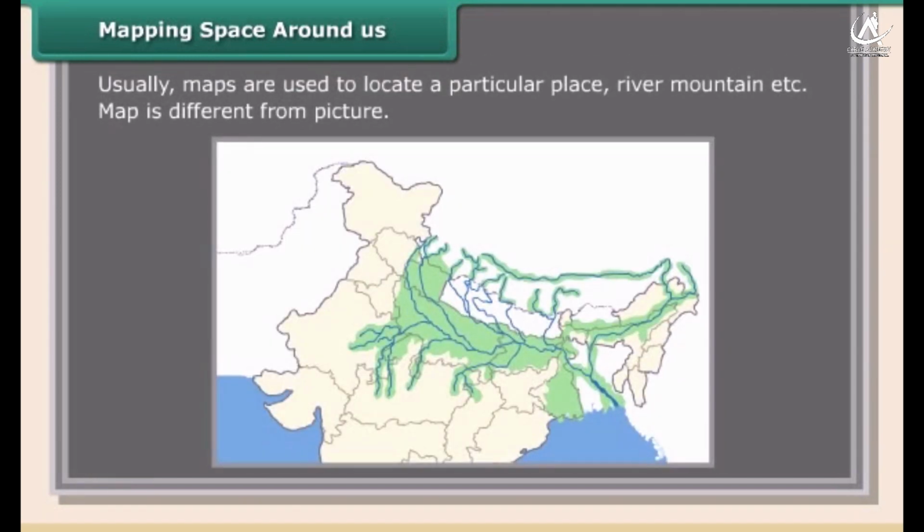Mapping space around us. Usually maps are used to locate a particular place, river, mountain, etc. A map is different from a picture. This map is drawn by Radha. In this map, the route from her house to her uncle's house is shown. How far is Radha's house from her uncle's house? From this map, it is very difficult to find which place is near Radha's house. We do not know the distance between circles. So, there is a lack of information. We cannot answer the questions.